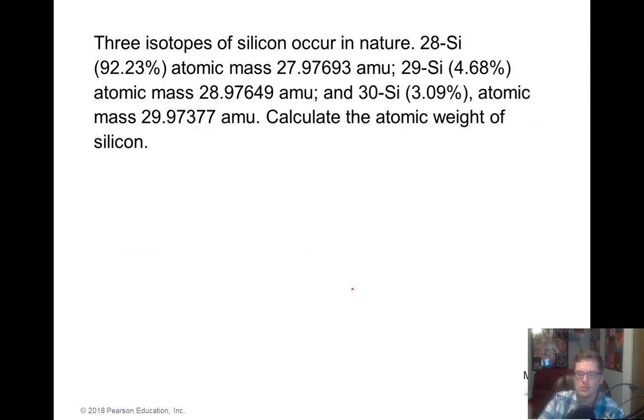Okay, so let's do a little practice here where we're calculating atomic weight. So we've got 3 isotopes of silicon in nature. Silicon-28 is 92.23%, and its atomic mass is that, etc. So in order to calculate the atomic weight, remember we take the sum of the isotope mass times the percent abundance, but we have to turn it into a fraction.